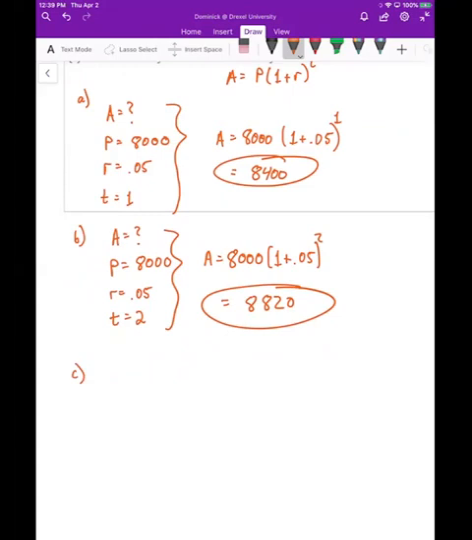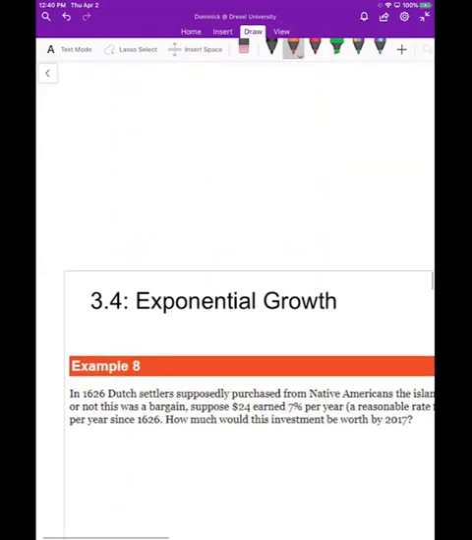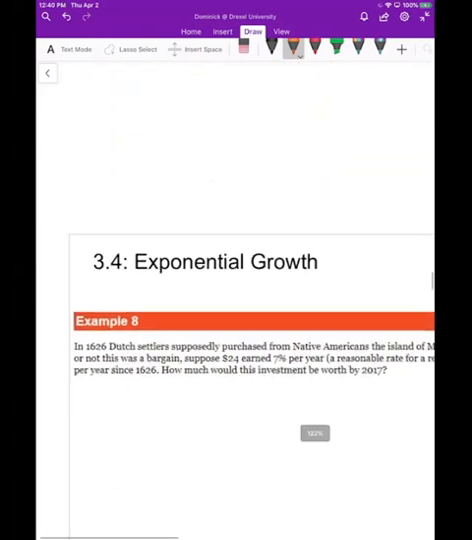And then again, part C wants it just after T years, so this is going to be 8,000 times 1 plus 0.05 to the T, right? Or if you want, you could say this is 8,000 times 1.05 to the T. You can just add those two together. Okay, so that's the compound interest once per year.